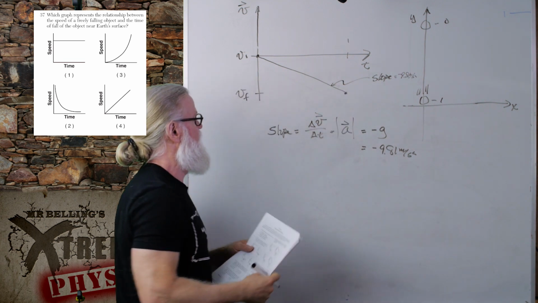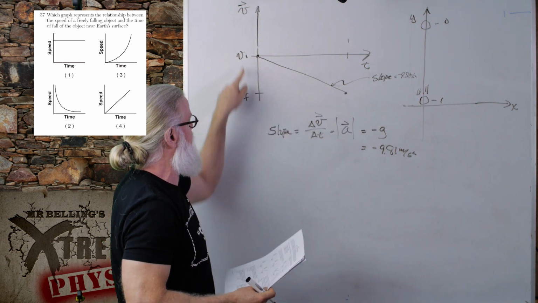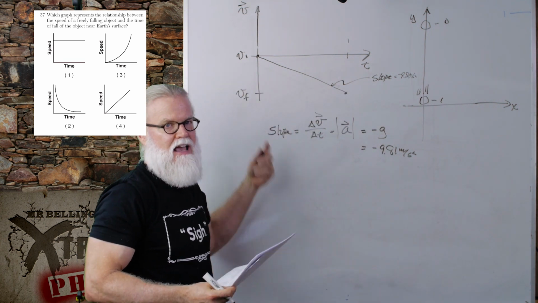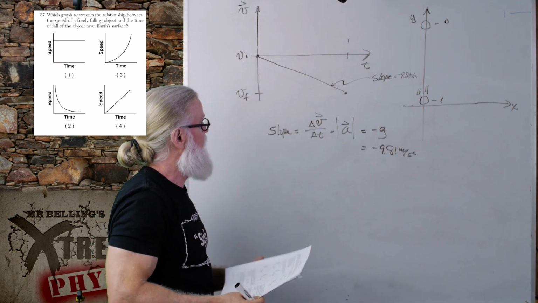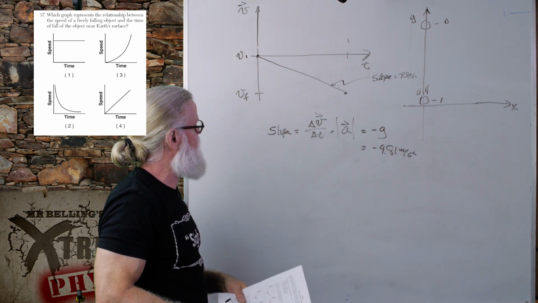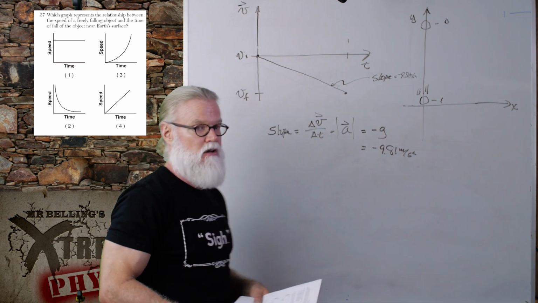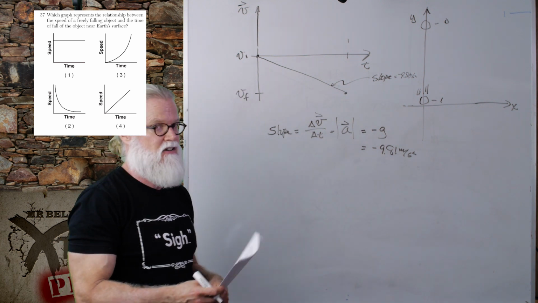Notice that's the slope. That's this whole thing. We don't put that on that axis because it has nothing to do with the axis. It has to do with the slope of that line. Negative 9.81 meters per second squared. All right, so that's what it would look like if it was a velocity versus time graph.